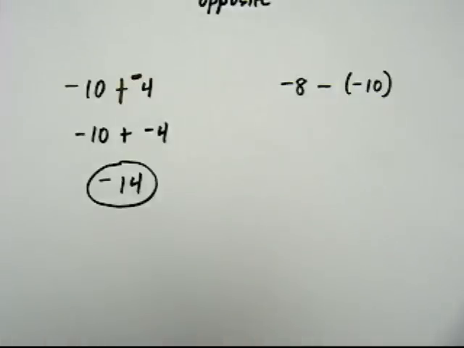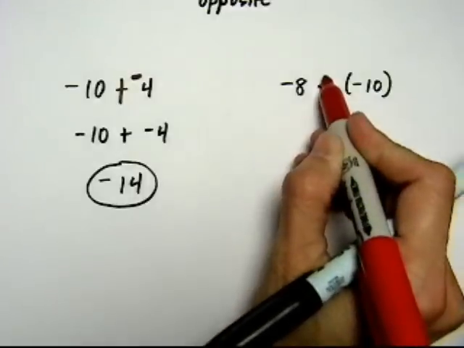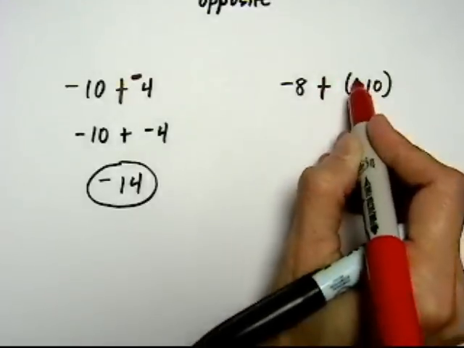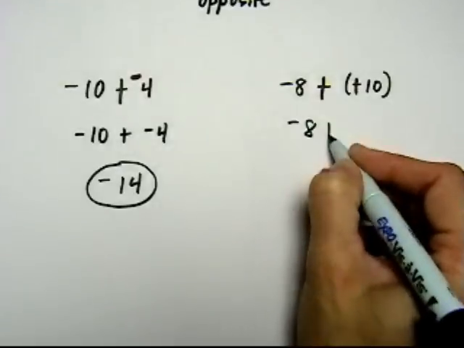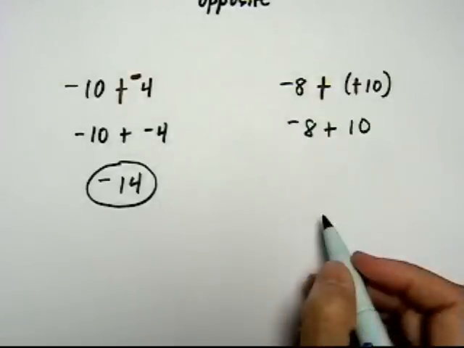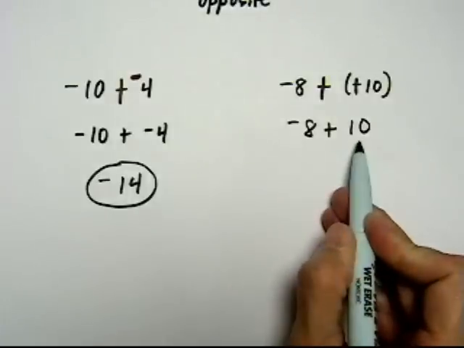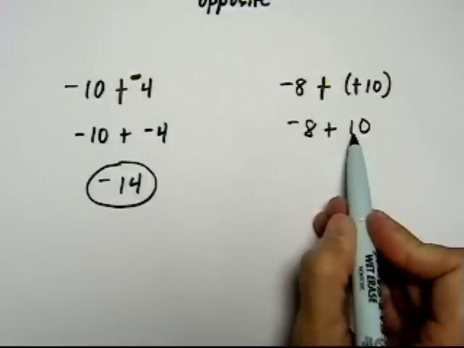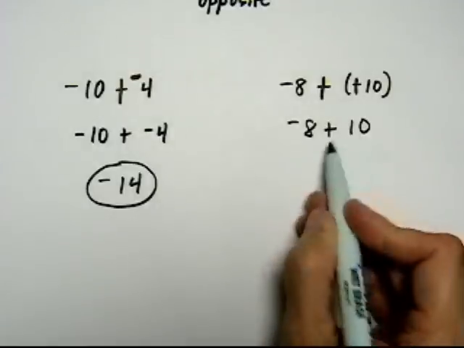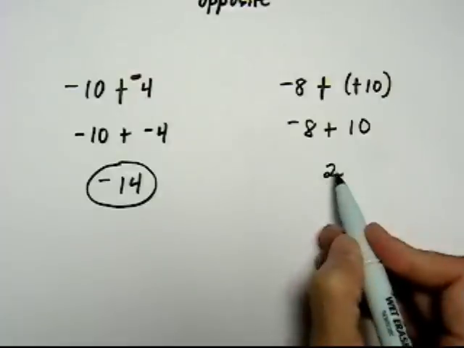And the last one, negative 8 minus a negative 10. Again, we're going to change to add the opposite, and that gives us negative 8 plus 10. Now we are adding two signed numbers with different signs. So we keep the sign of the larger absolute value, so we're going to keep the plus. And then the difference of the two absolute values is 2. So negative 8 plus 10 is 2.